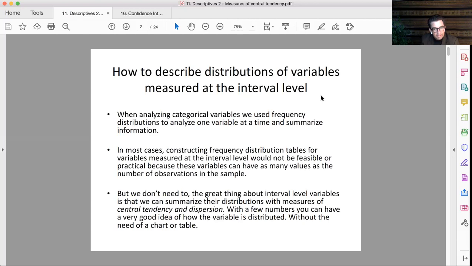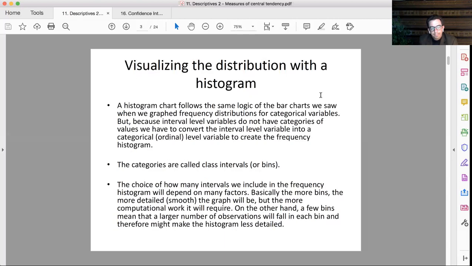The good thing about interval level variables is that we can summarize how they're distributed with just a few numbers. We can do that with measures of central tendency and measures of dispersion, which is the focus of this lecture. We don't really need a table or a chart to show us the distribution. But there are some charts that can help. One of those is a histogram, which follows the same logic as a bar chart.